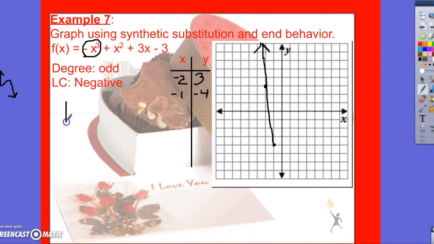One thing I will mention before I go through the rest of them is make sure you have the proper setup. I'm not going to do all the synthetic substitutions because I hope at this point you're okay with them. But I will set up the first one for you. This one doesn't need a 0 because if you look at the original, we have 3, 2, 1, and none. Okay. So let's do the next one, 0. When you plug in 0, you're going to get -3.